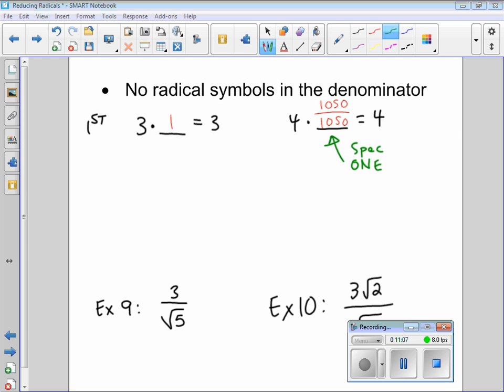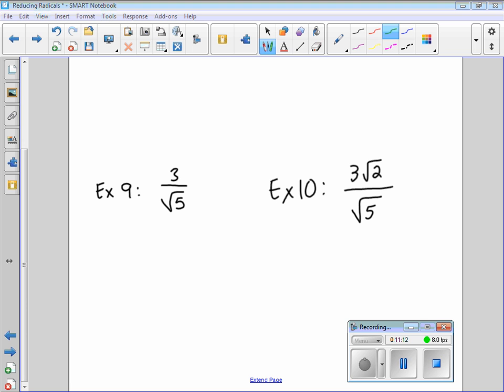Okay, so let's look at example number 9. In example number 9, it's breaking the rule. There's a radical in the denominator. So what I'm going to do is multiply the denominator by square root of 5, because this is what I know. Square root of 5 times the square root of 5 equals the square root of 25. And the square root of 25, well, 25 is now a perfect square. The square root of 25 is 5. So I break it out of the radical.